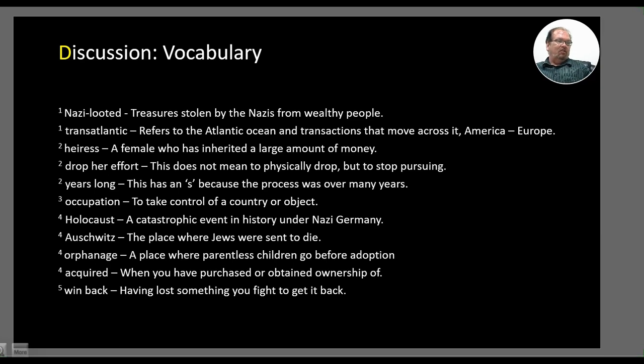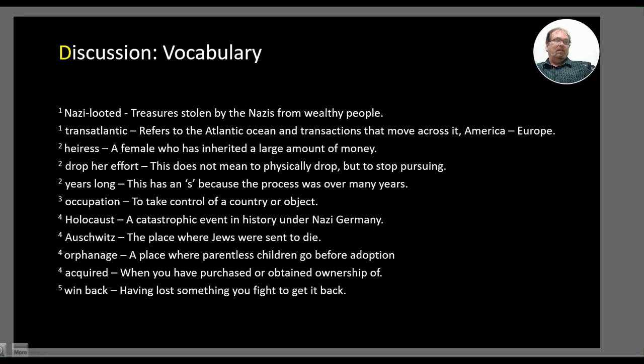Occupation. To take control of a country or object. Occupation can also be maybe a job, a kind of job, but this is not a job. This is to take control of. Holocaust, a catastrophic event in history under Nazi Germany. Auschwitz, the place where Jews went to die. It's a really terrible place.